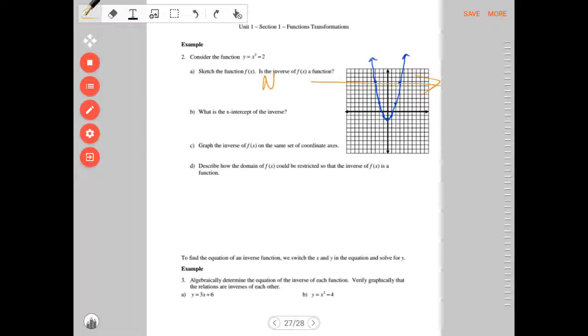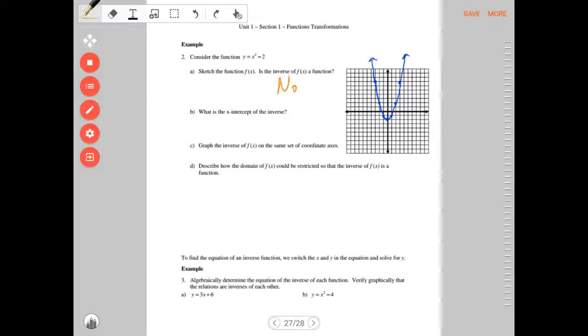And that does make sense, because here I'm going to erase that line. If we were to draw the inverse, it would look kind of like this. Oh, look, then it fails the vertical line test. So either way you do it, it's not a function. Just doing it the first way, you don't have to draw it.